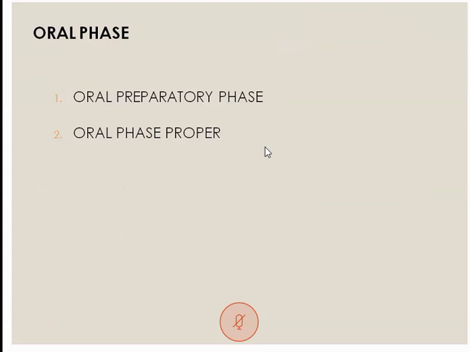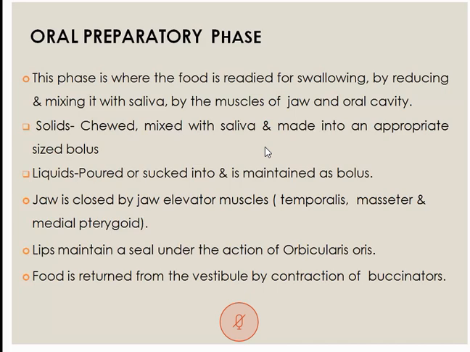The oral phase is again divided into the oral preparatory phase and the oral proper phase. When you discuss the oral preparatory phase, this is where the food is made ready for swallowing by chewing and mixing it with saliva, by the muscles of the lower jaw and also the oral cavity.